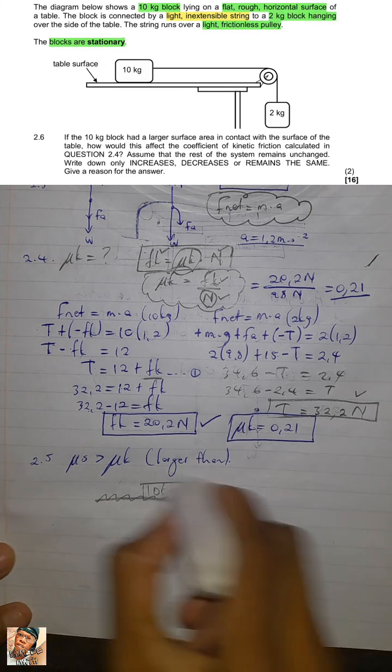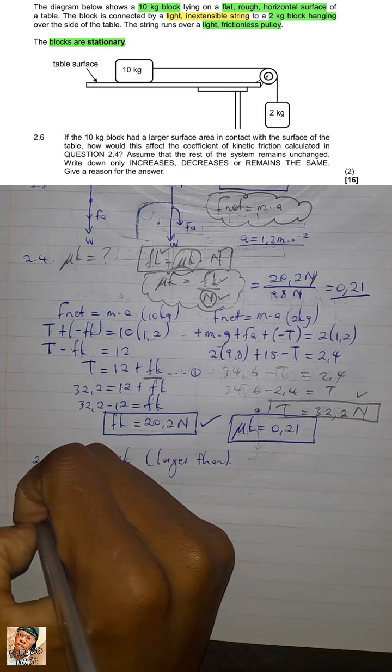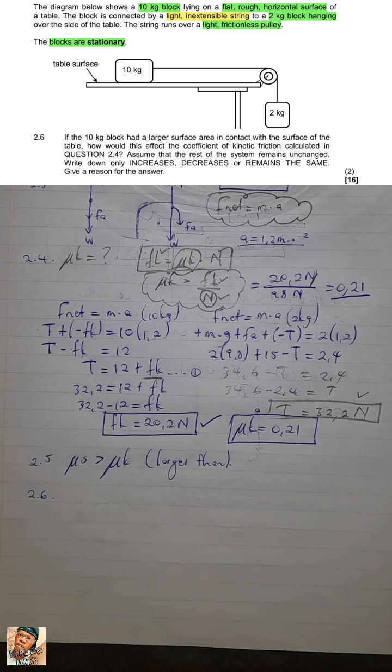Right, so the last question, which is 2.6, says, if the 10 kg block had a larger surface area in contact with the surface of the table, how would this affect the coefficient of the kinetic friction calculated in 2.4? Assume that the rest of the system remains unchanged. Okay, so write down increases, decreases, or remain the same. Give a reason for your answer.